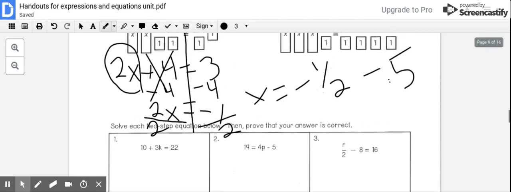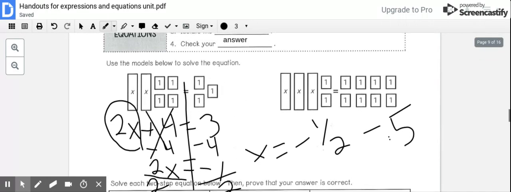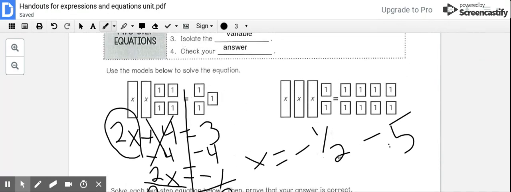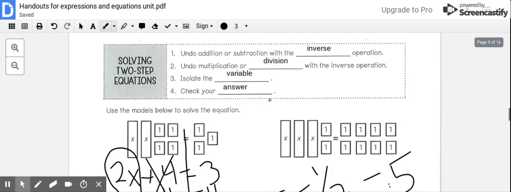Okay. All right. So I've kind of run out of room. This next one I'm going to write up above. The model would be 3x, and then we have plus 2 equals, and we have 8 singles. So we would have equals 8.